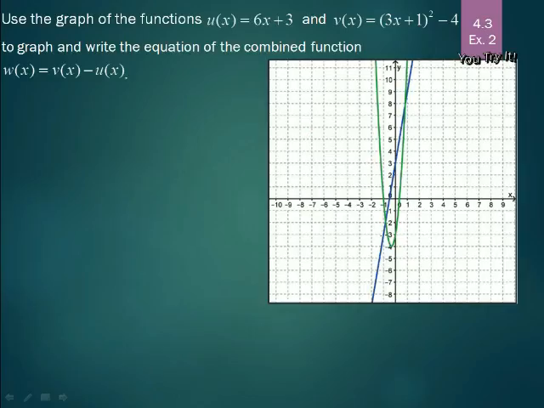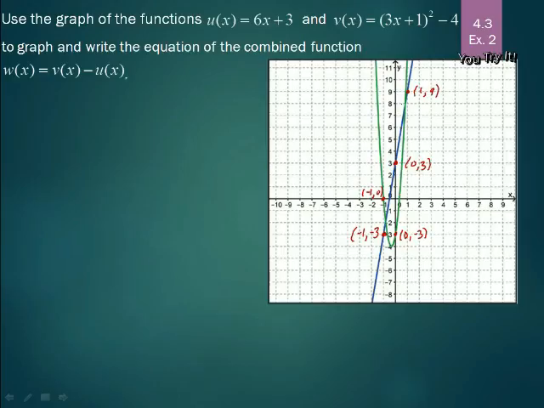So looking at u of x, our linear equation, let's just point out the points we have. We have -1, -3, we have 0, 3, and I'm just pointing out the integers, and then it looks like 1, 9. And then on v of x, we have -1, 0, 0, -3, and it's hard to tell where one hits here, but it looks like it goes off the graph.